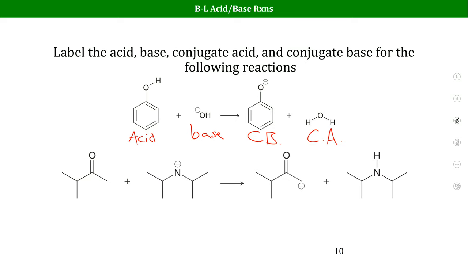It's pretty easy to see. Everything's drawn out. You can see exactly what happened, right? This molecule lost an H plus. It goes from being neutral to having a negative charge. So this is our acid. Hydroxide accepted the H plus, which makes it the base. So our conjugate base is the deprotonated form of the acid. Our conjugate acid is the protonated form of the base.